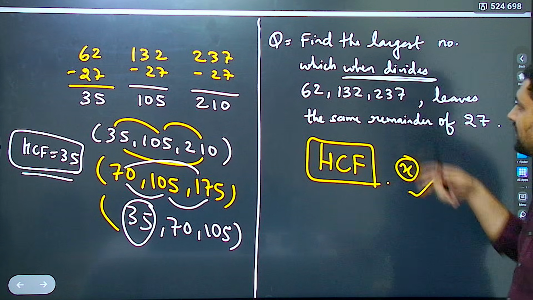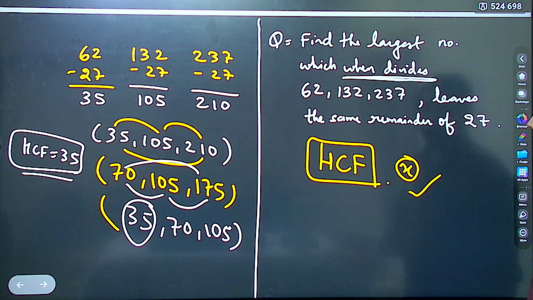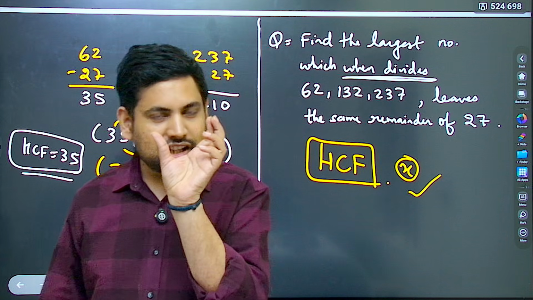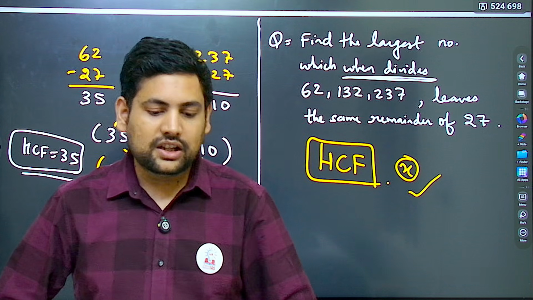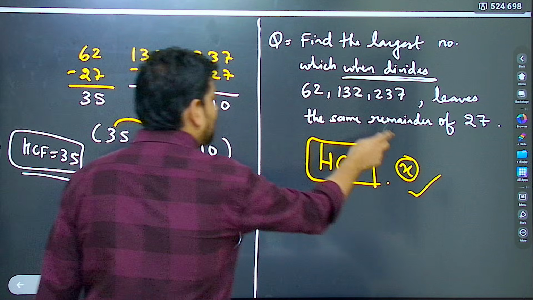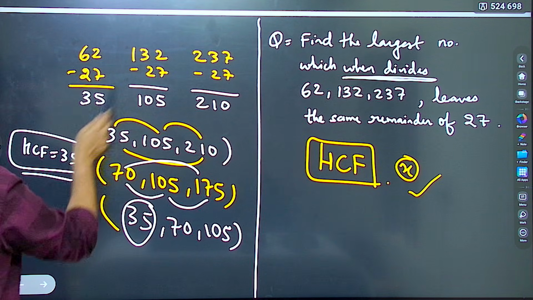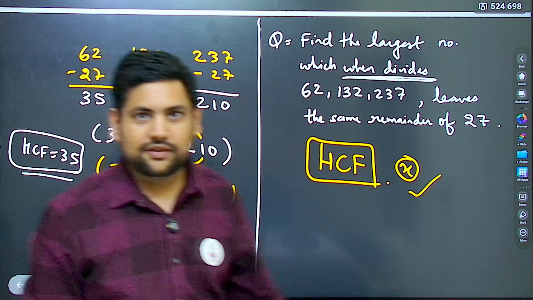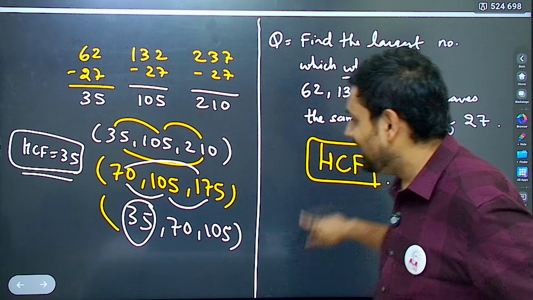Then find the largest number which when divides this leaves remainder 27. So 'which when divides' means you're finding that small number which is dividing the other. So mainly it is an HCF question. So what you have to do, just subtract the remainder, 62 minus 27, and so on for each number. You get these three numbers and find their HCF. Remember this.